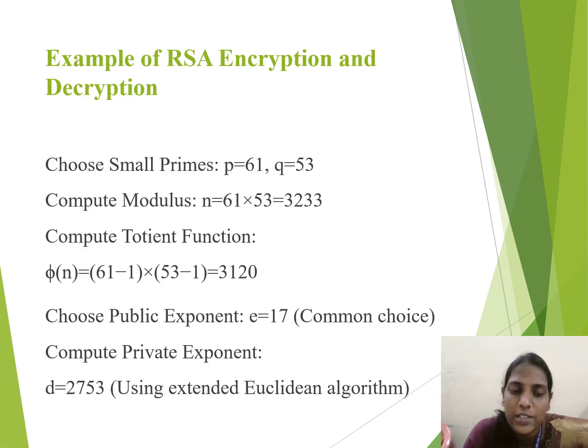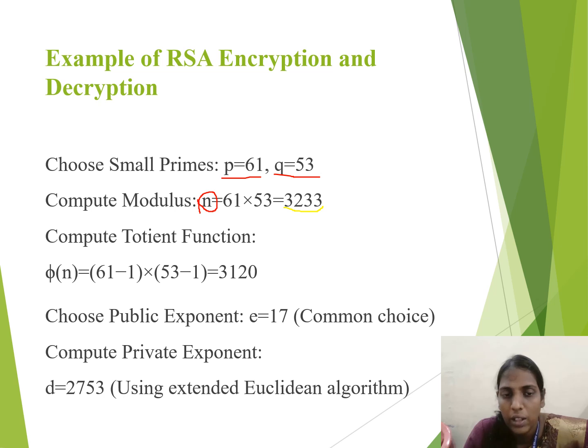Now we are going to see an example of how this RSA works. The first step is to choose two prime numbers: p equals 61 and q equals 53. Second, we find the value n. n equals p times q, that is the formula. By applying the formula, we get 3233 as the answer.